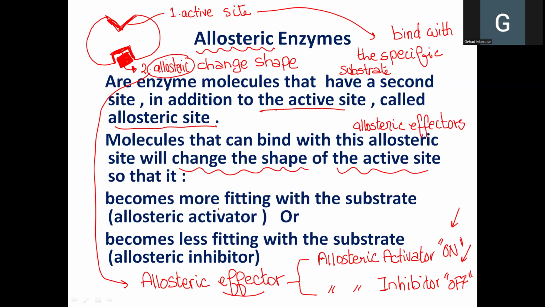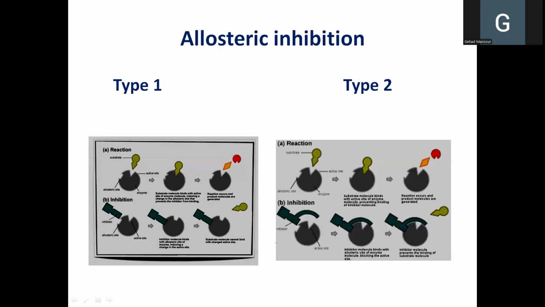If the molecule that binds with the allosteric site here is an allosteric activator, then it will make the active site more fitting with the substrate. But if this molecule that binds with the allosteric site makes the active site less fitting with the substrate, then we call it an allosteric inhibitor. And we will see on this slide the types of allosteric inhibitors and how they achieve this kind of inhibition.